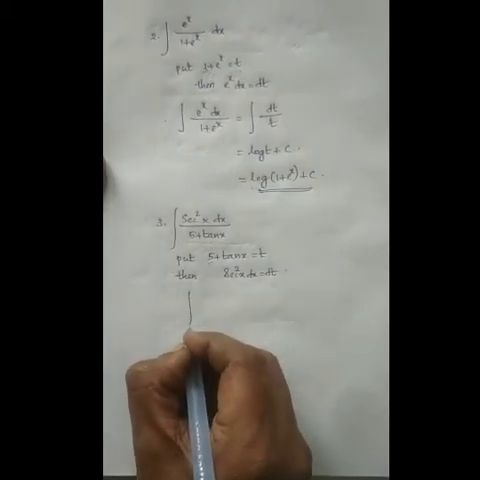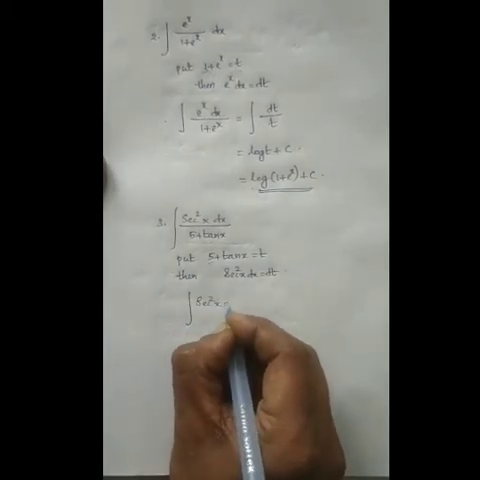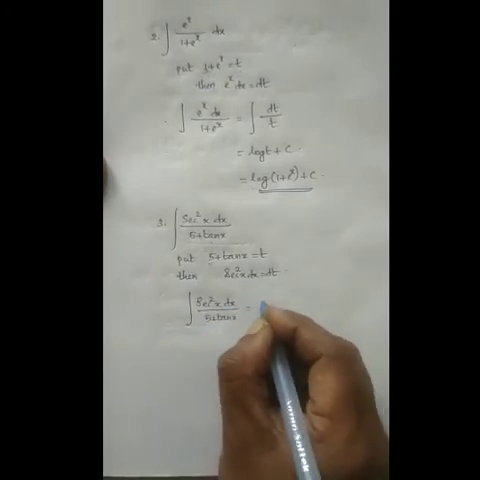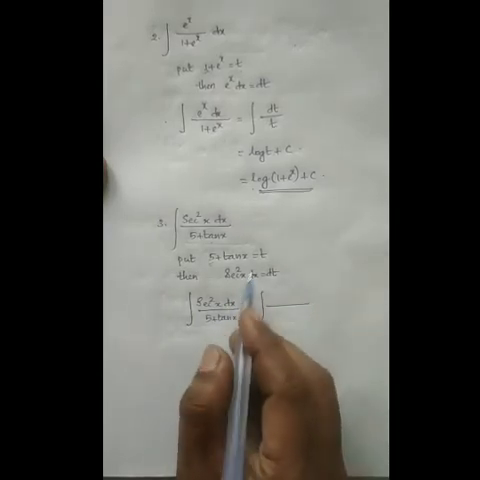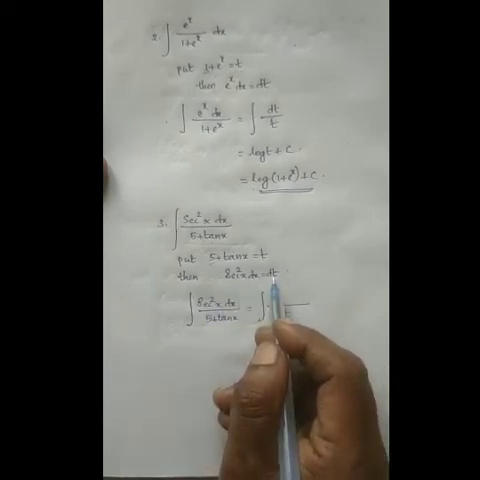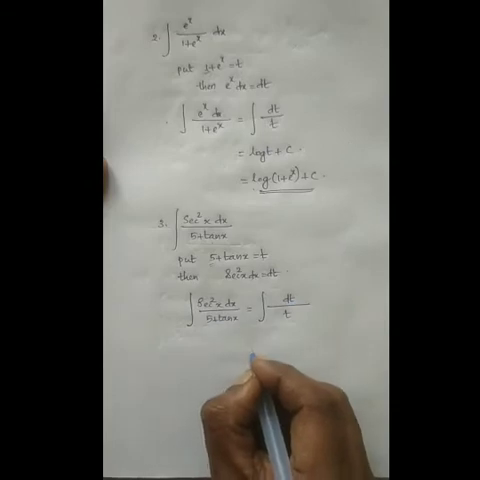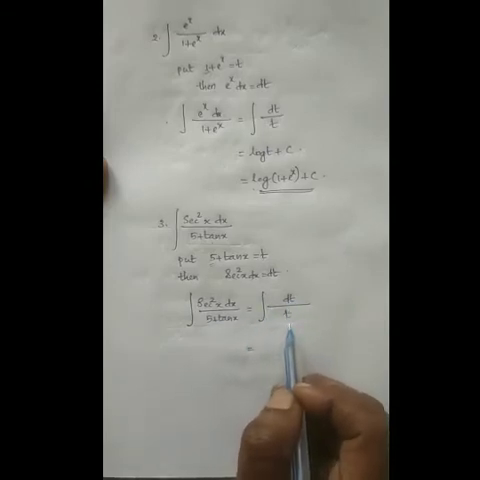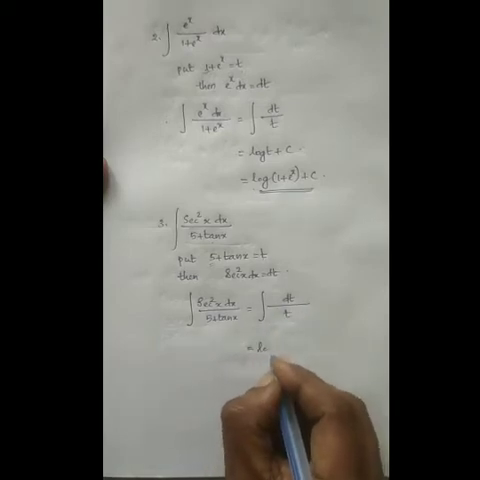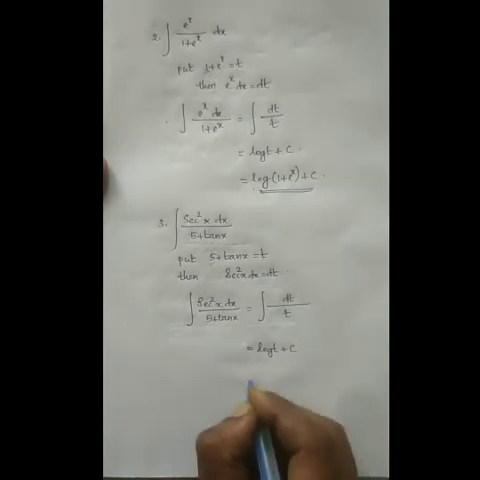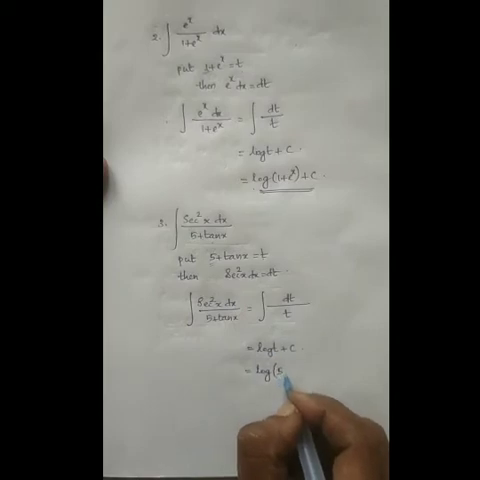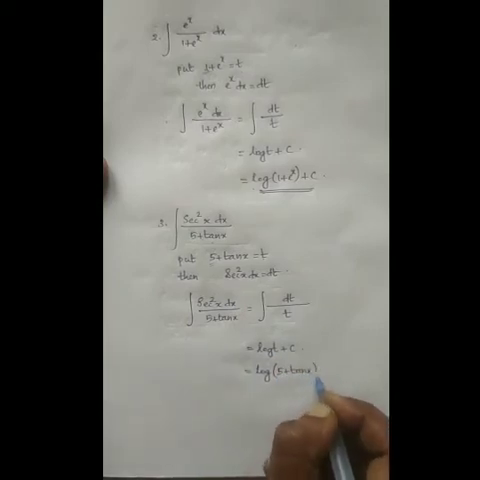Therefore, the integral becomes integral of sec square x dx divided by 5 plus tan x equal to integral of, denominator can be written as t, and the numerator sec square x dx is dt. It is equal to integral of dt by t, and we know that integral of 1 by t dt is log t plus c, and t is 5 plus tan x plus c.